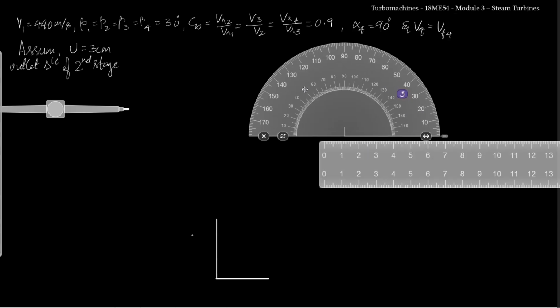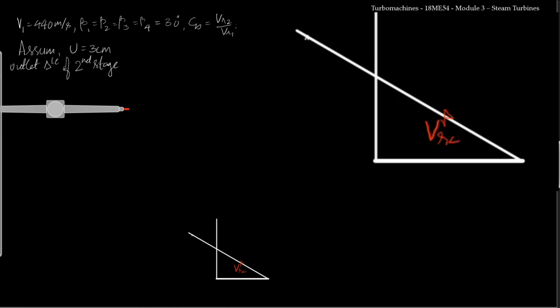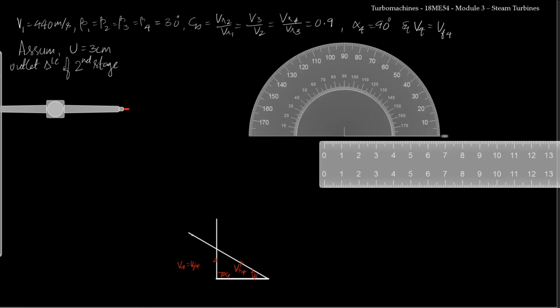Now I will just draw a straight line from this end of U where it passes over the 30 degree marking. So this will be my VR4 and this is V4, which is also equal to VF4, and this angle will be our alpha 4 and this is beta 4. Now I need to move backward.